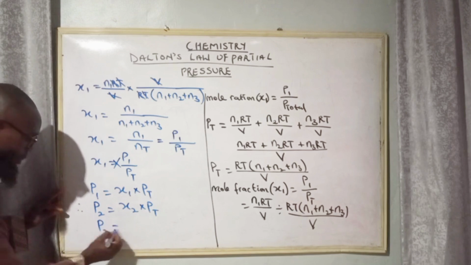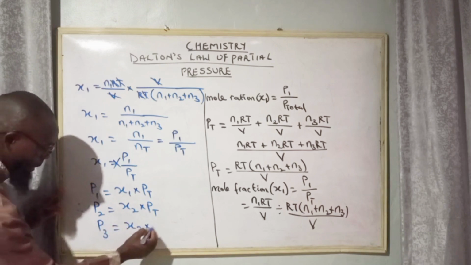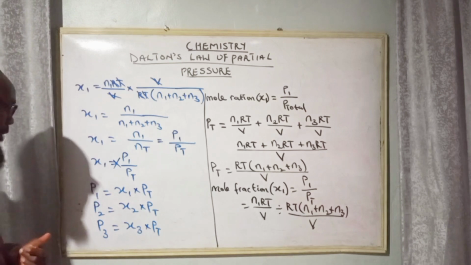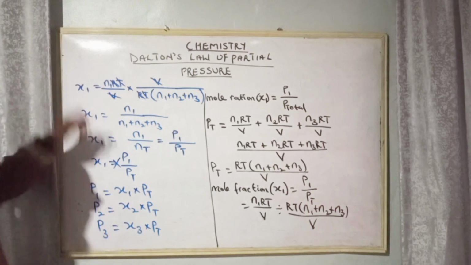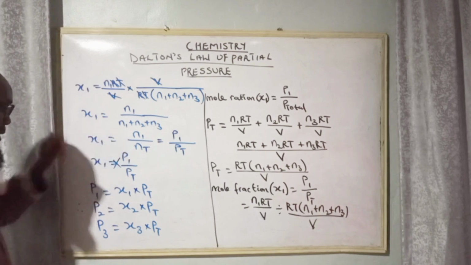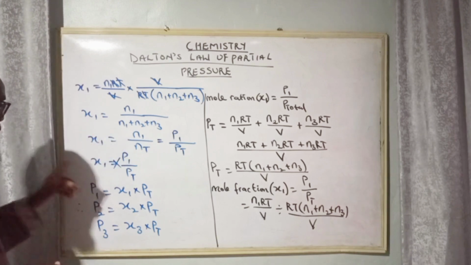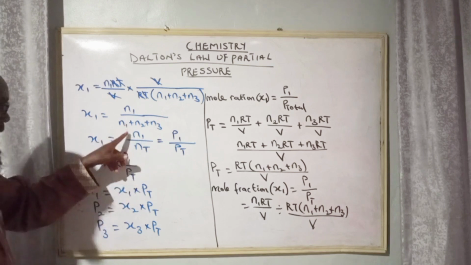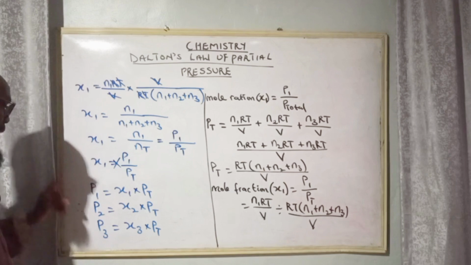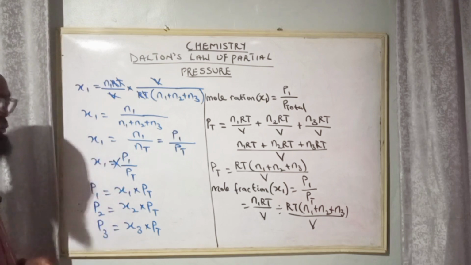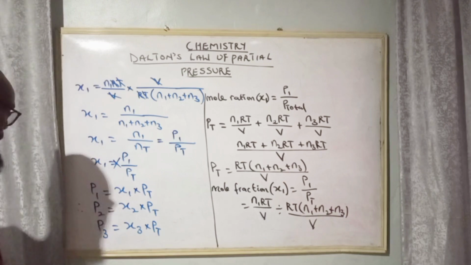Likewise, our P3 will equal S3 multiplied by P total. But don't forget, your S1 will be equal to P1 over P total or N1 over N total. Likewise, your S2 will also equal P2 over P total or N2 over N total, and your S3 will equal P3 over P total or N3 over N total.